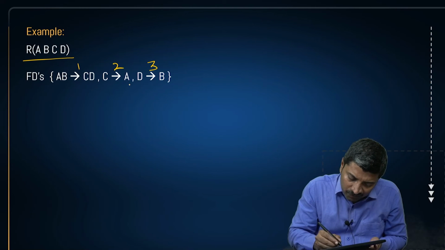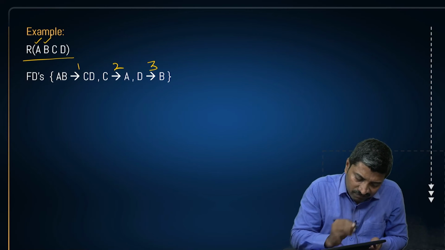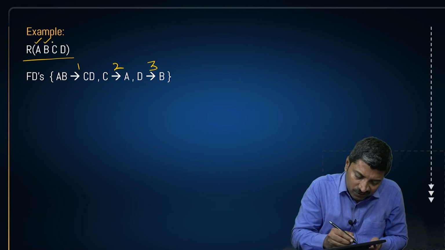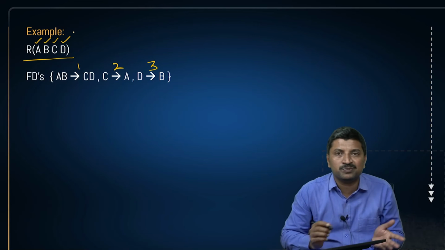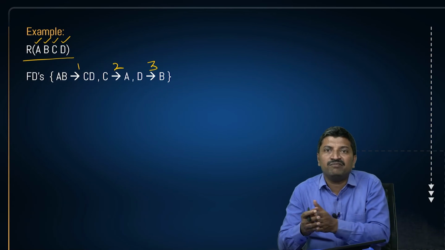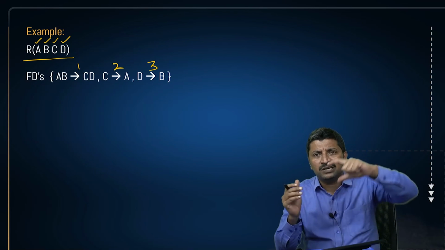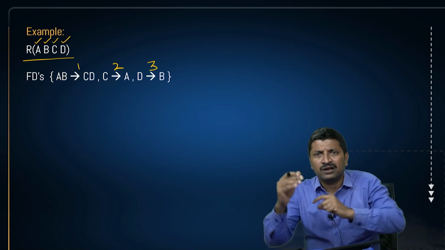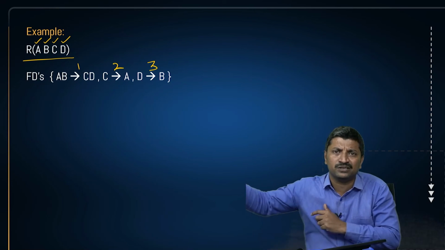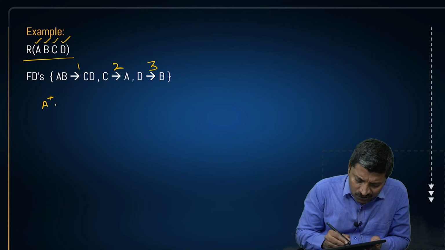Coming to A, it is present on 2. Coming to B, it is present on 3. Coming to C, it is present on 1. Coming to D, it is present on the first functional dependency. So every attribute is present on the right side of some functional dependency. So what is the process? Consider 1 element sets and 2 element sets and 3 element sets, like that continue. So first let us find the closure of A.